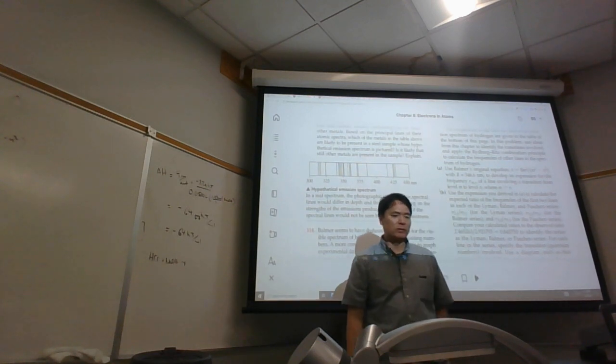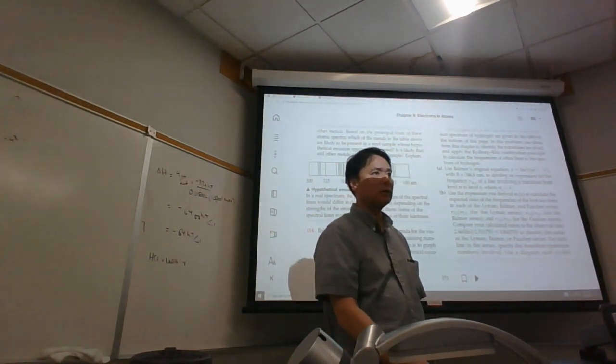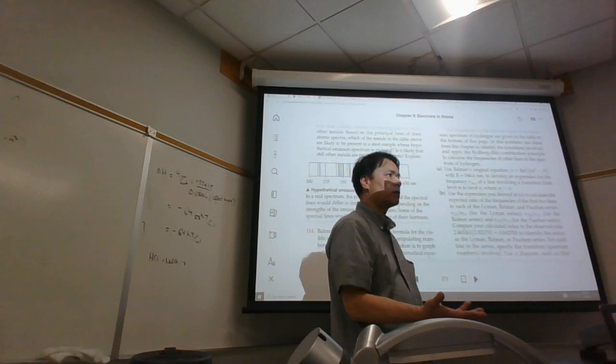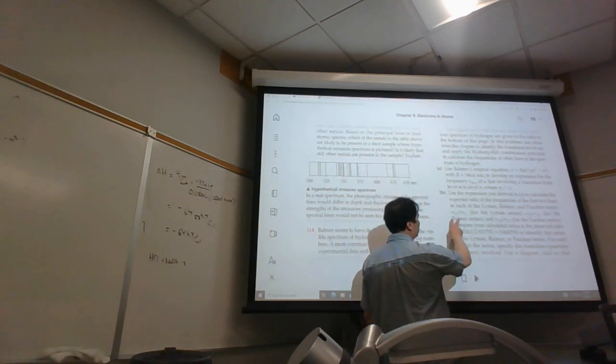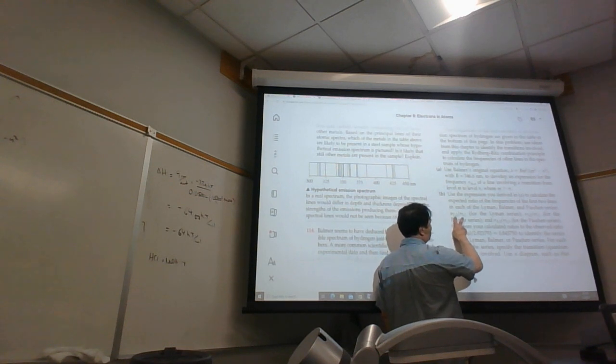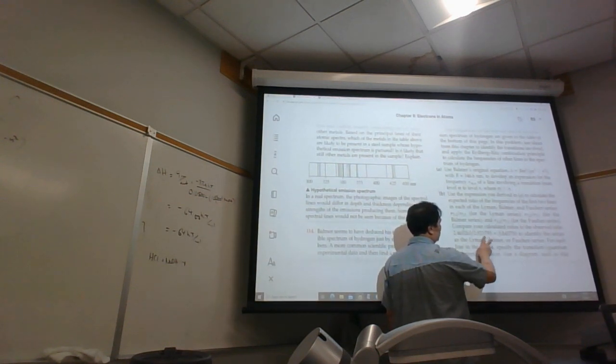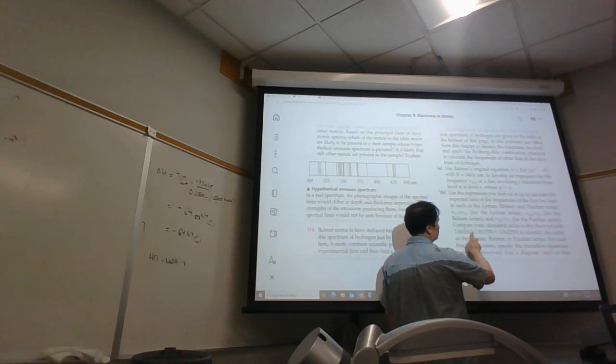Oftentimes we do this when we're looking for patterns. We just try different things. So sometimes we'll square it, sometimes we'll take the square root. And all they're doing is they're looking for a ratio. So if you take the 2-1 transition over the 3-1 transition, what do you get? And so this is the ratio. Compare your calculated ratios to the observed ratio. So this is the observed ratio.